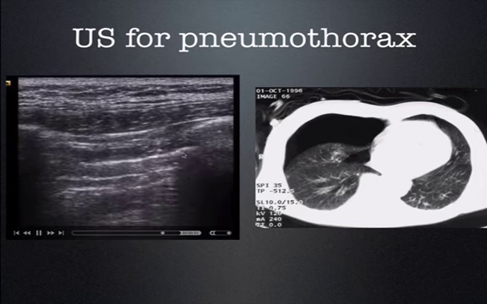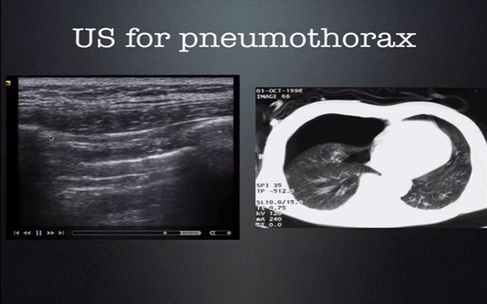You can see where the normal visceral parietal pleura interface is. You can see where the parietal pleura here is not in contact with that visceral pleura. So as the patient breathes and that lung inflates and deflates, you'll see that very edge of the pneumothorax come in and out of view. This 100% rules in pneumothorax.